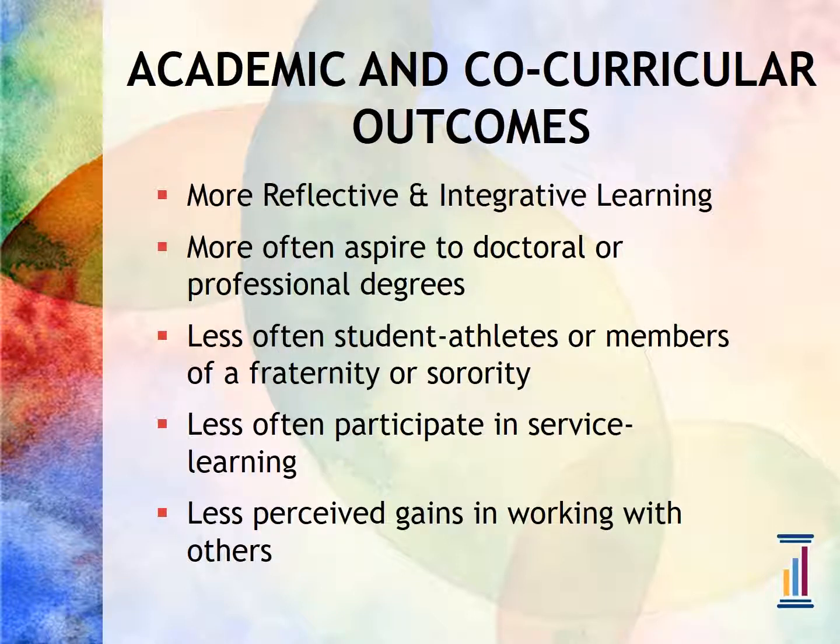For some of our academic and co-curricular outcomes, which is a little bit more what NESE specializes in, we look at sort of their behaviors in their courses and what they're doing academically. We see that queer spectrum students are doing far more reflective and integrative learning than their straight peers. They're aspiring to higher level graduate degrees, doctoral or professional degrees, which I think is great. But they are integrating in sort of group activities less often, such as becoming student athletes or members of fraternities or sororities.